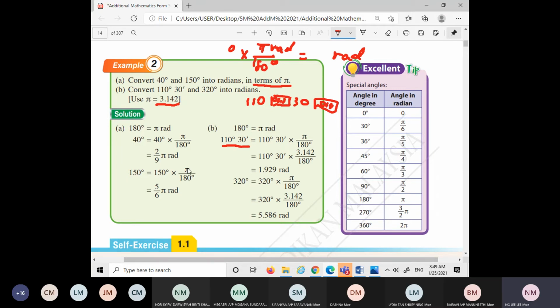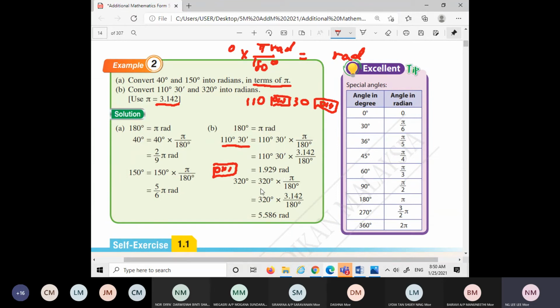Okay, you press again. You press again the button, the comma button, you will get this answer. Before you press this button, the answer is still in degree and minutes. So you got to press this button to get back in decimal.